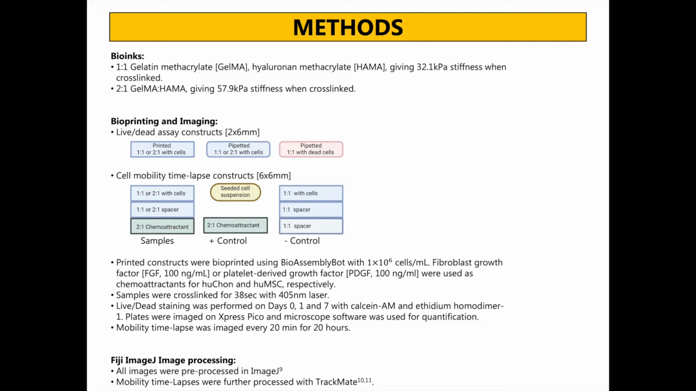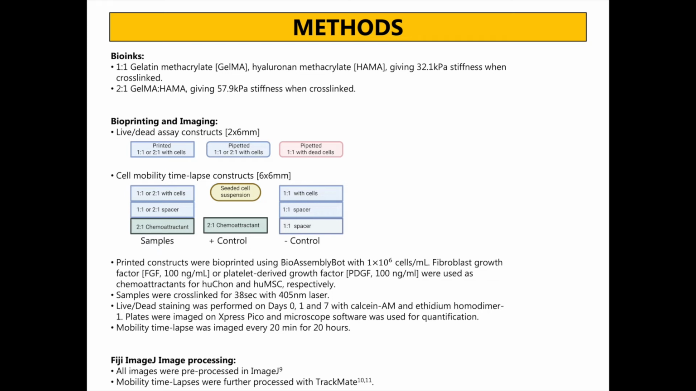The first one was the live-dead assay. For the live-dead assay, we had 3 constructs. The first one was the printed construct with either 1:1 or 2:1 GelMA-HAMA that contained the cells. The second construct was the pipetted control with either bioink and the cells. And then finally, one more pipetted control with 1:1 GelMA-HAMA and the dead cells. This control was used to optimize the staining. All samples were cross-linked for 38 seconds with a 405 nanometer laser.